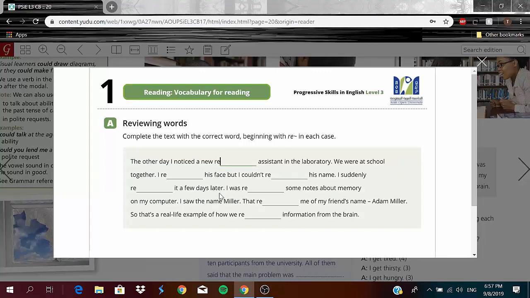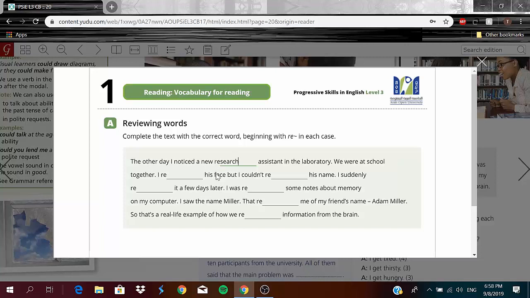What do you guys think? If you don't know the word, you can always go forward a little bit so you guys can get a better idea. So the other day I noticed a new dash assistant in the laboratory. Okay, so a new dash assistant in the laboratory, that probably means research, right? So the word has RE and it means something. So research assistant in the laboratory.